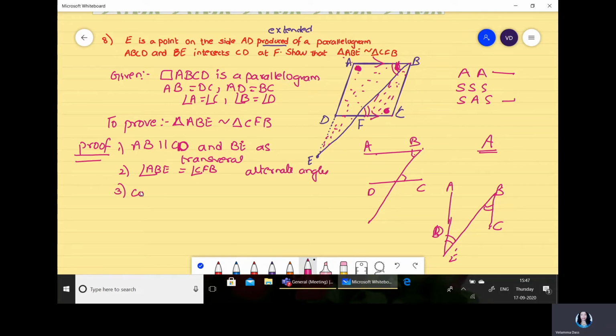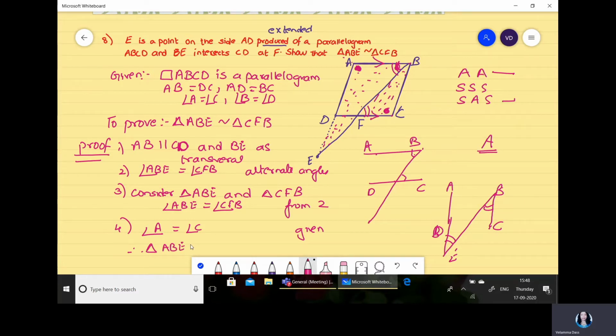Now we can say, consider triangle ABE and triangle CFB. If you consider these triangles, we can say angle ABE is equal to angle CFB, that is from statement 2; you can write the statement number. Also angle A is equal to angle C, given, because it's a part of the parallelogram. Therefore we can say triangle ABE is similar to triangle CFB by the AA test of similarity.